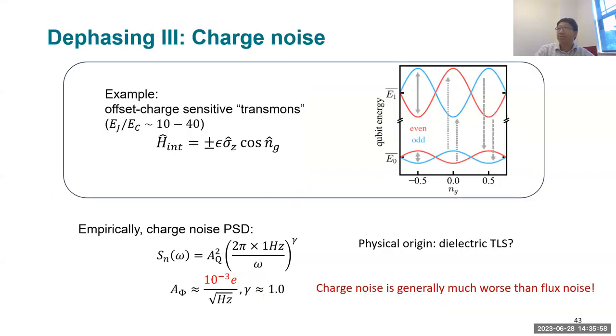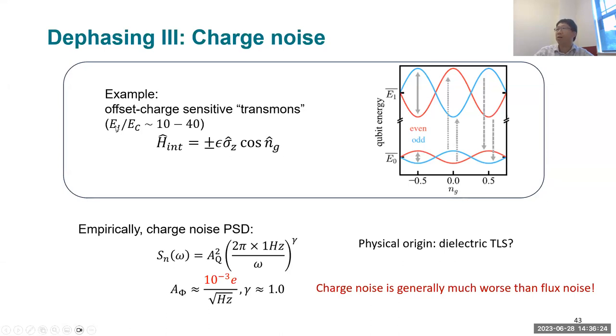Okay, the very last noise that we're going to talk about is charge noise. Charge noise used to be a very big problem until people figured out how to make basically DC offset charge insensitive devices like the transmons. So the reason transmon was so successful was that it's a very simple qubit that got rid of charge noise.